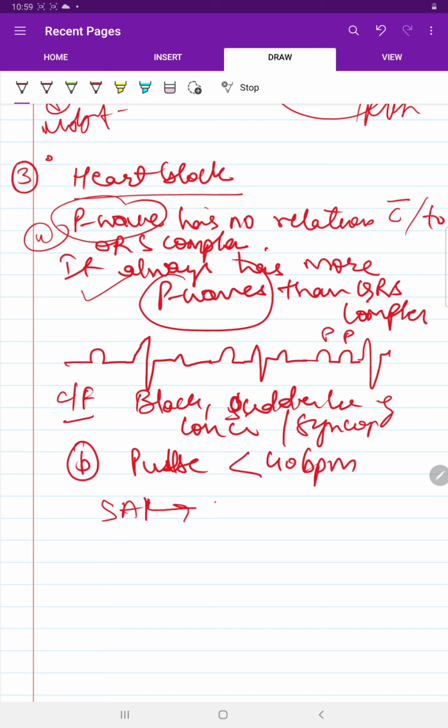The mechanism is that there is no relation between the conductions from SA node to AV node. You know the conduction pathway: SA node, AV node, bundle of His. There is no relation to this. So that's why the P waves go a different way from the QRS waves. So this is the third difference.